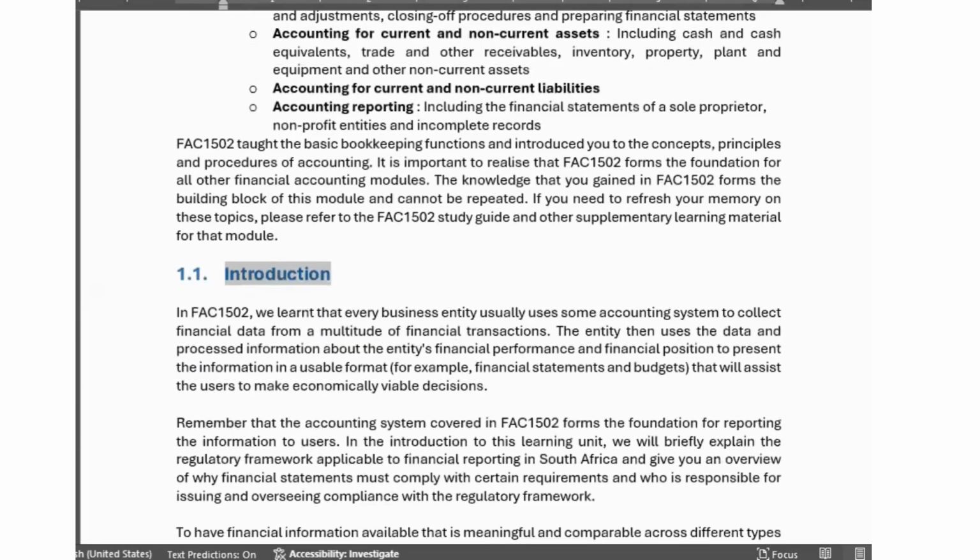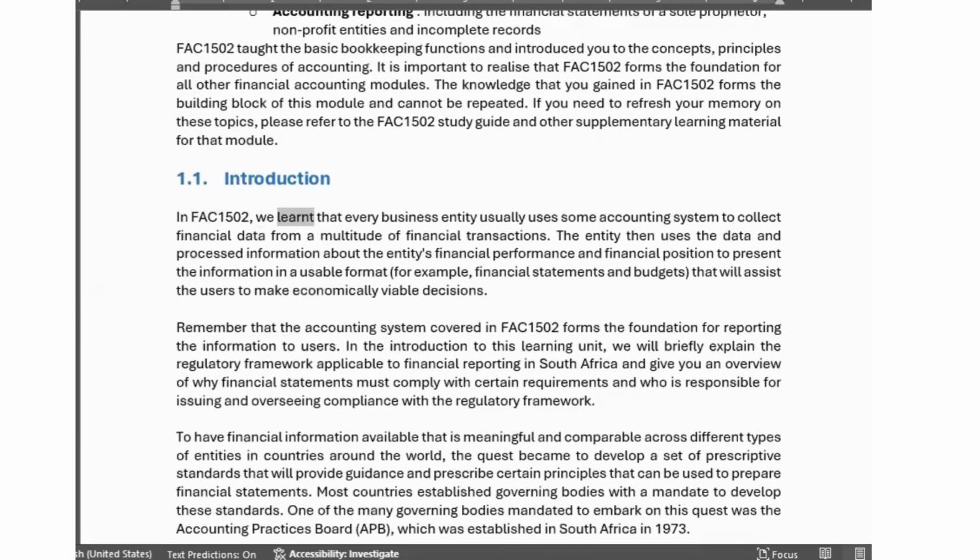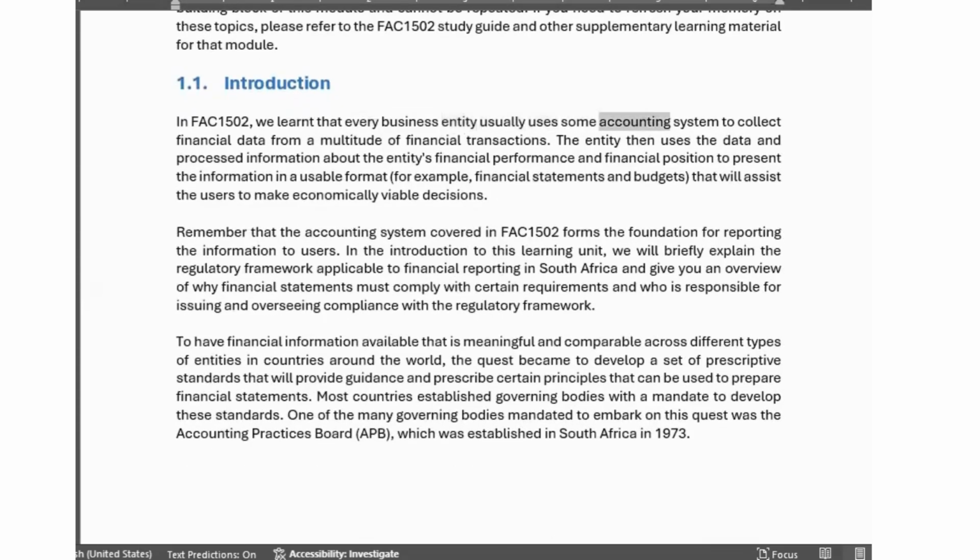Introduction. In FAC1502, we learned that every business entity usually uses some accounting system to collect financial data from a multitude of financial transactions. The entity then uses the data and processed information about the entity's financial performance and financial position to present the information in a usable format, for example, financial statements and budgets, that will assist the users to make economically viable decisions. Remember that the accounting system covered in FAC1502 forms the foundation for reporting the information to users.